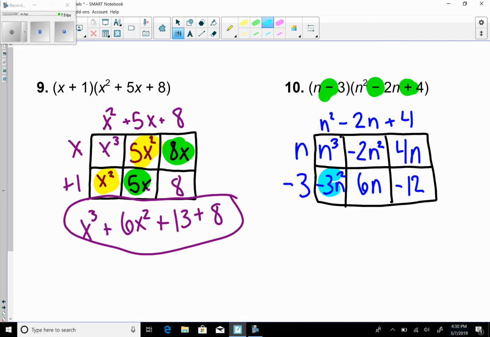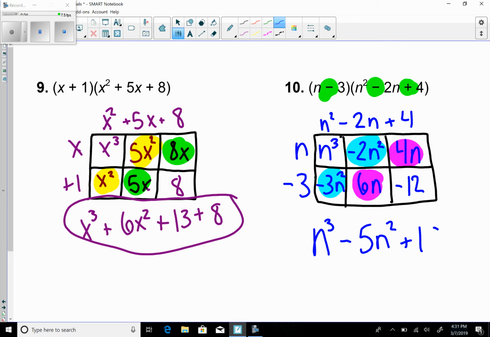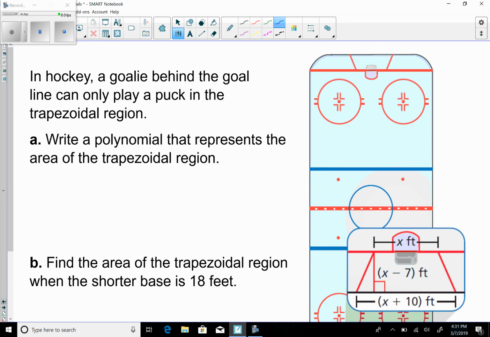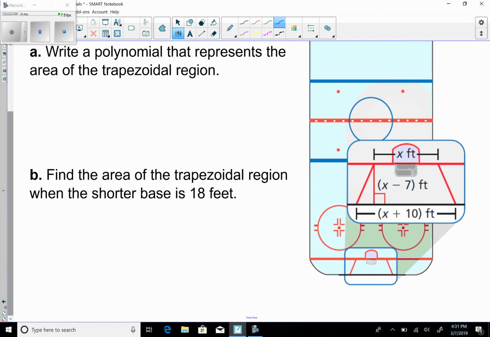Again, just identifying those like terms. They are diagonal from each other. So find them. Combine them. So that's n cubed. Then you've got negative 5n squared plus 10n. And then minus 12. So there are those examples.